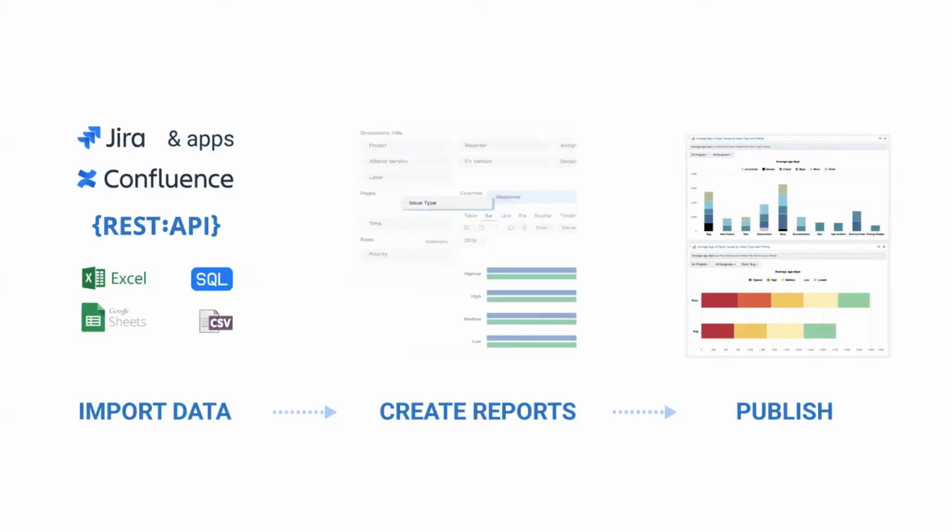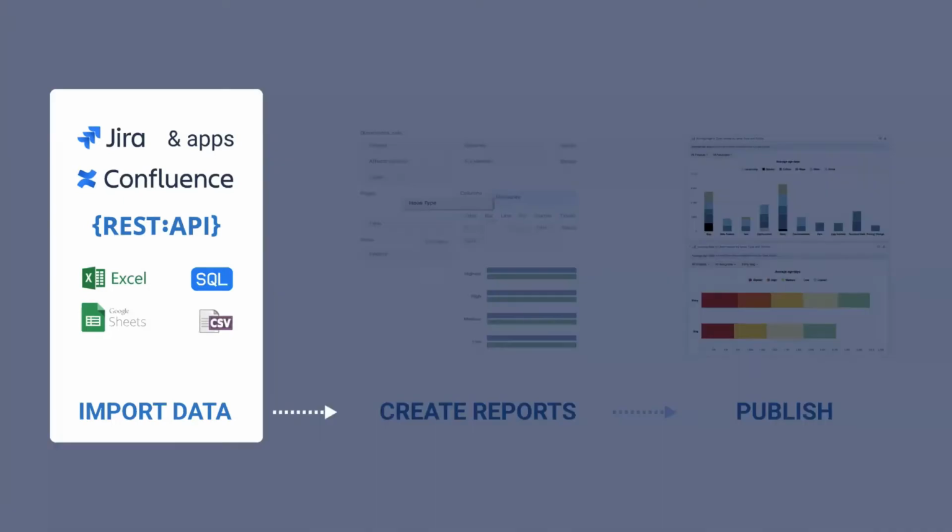So, a few words about the general principles of how eazyBI works. There are 3 main process steps. First, data are imported from Jira and apps or other systems into eazyBI. It is done once, and then data are updated with regular data updates based on your schedule. And during this import process, data are organized in a report-friendly data structure.